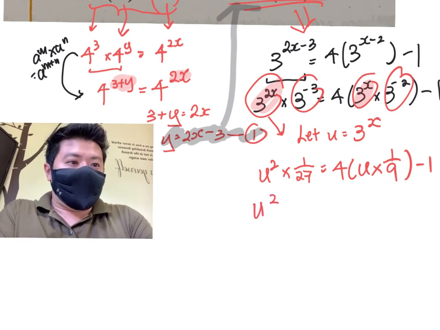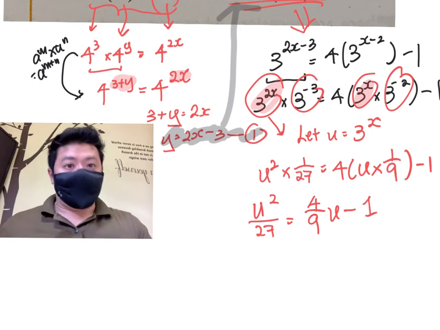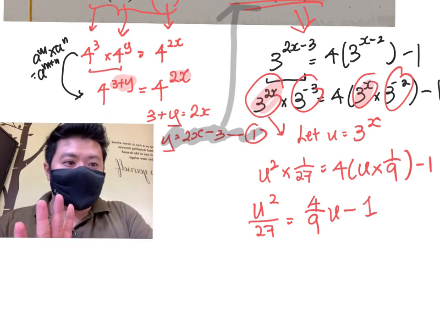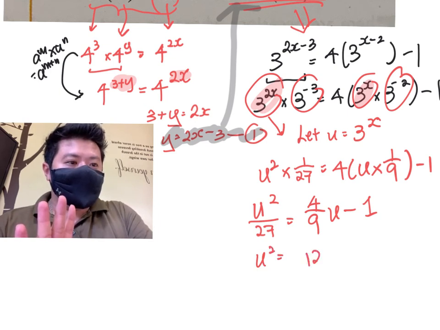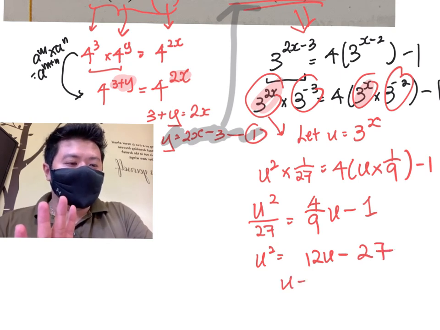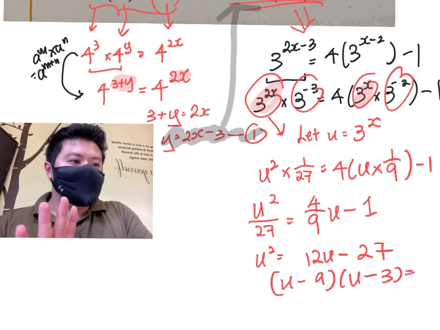You have u square over 27 equals to 4 over 9u minus 1. Let me just multiply all by 27. If I multiply all by 27, it will look better. So this will give me a u square. Multiply by 27, this gives me a 12u. And this gives me a 27. Now you just work it out. You will get something like u minus 9, u minus 3 equals to 0.